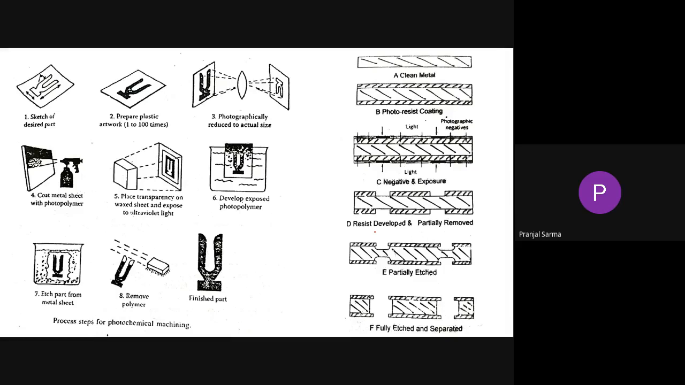Wherever UV gets exposed, that portion will become very hard. Okay, and after that, what will happen? We go for the etching process. After etching, just like in the normal case, we clean it, removing the resist etc., and we are going to get the final part.